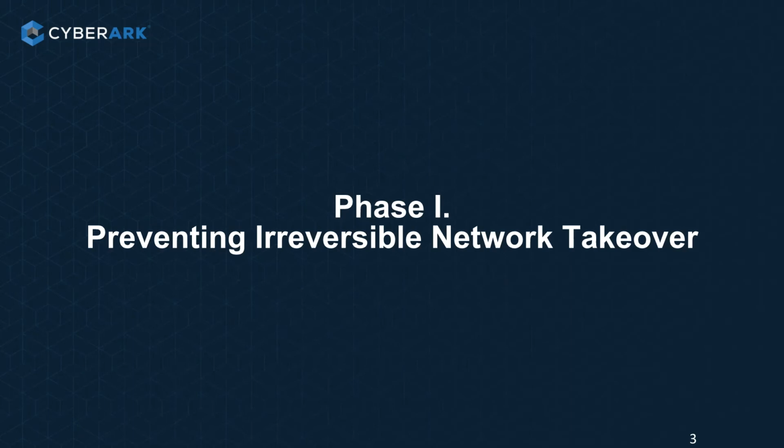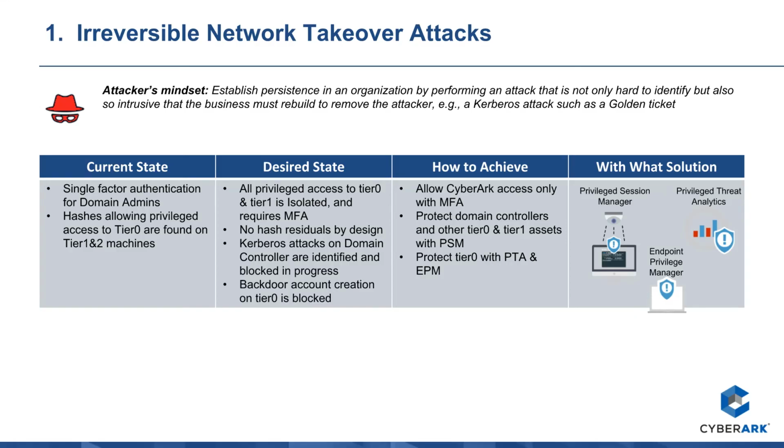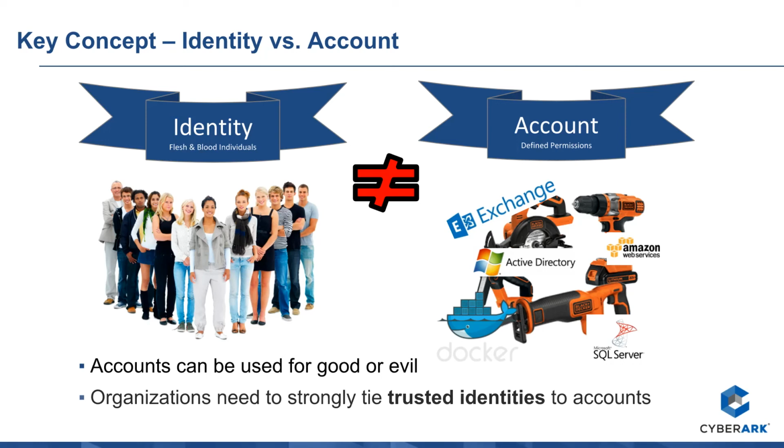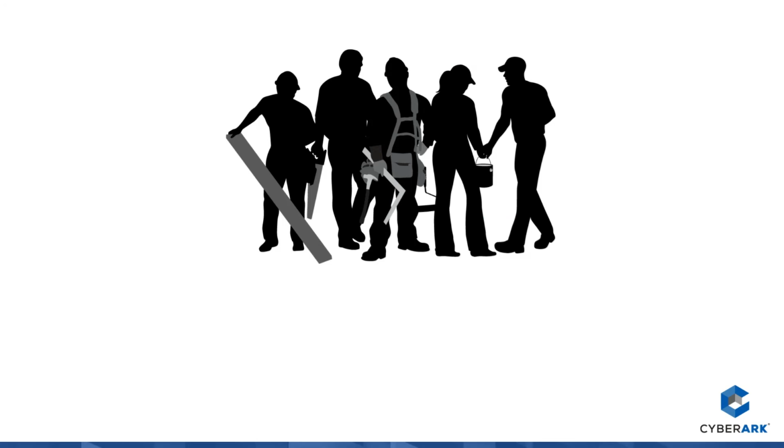So let's get started with Step 1, irreversible network takeover attacks. So from an attacker's perspective, it's all about establishing persistence. Being able to hop back onto a network, no matter what defense tactics the adversary attempts, is critical. In an organization with no controls, you may see limited use or the complete absence of multi-factor authentication. This allows compromised credentials to be used just as easily as legitimate credentials. Organizations need to strongly tie trusted identities to accounts.